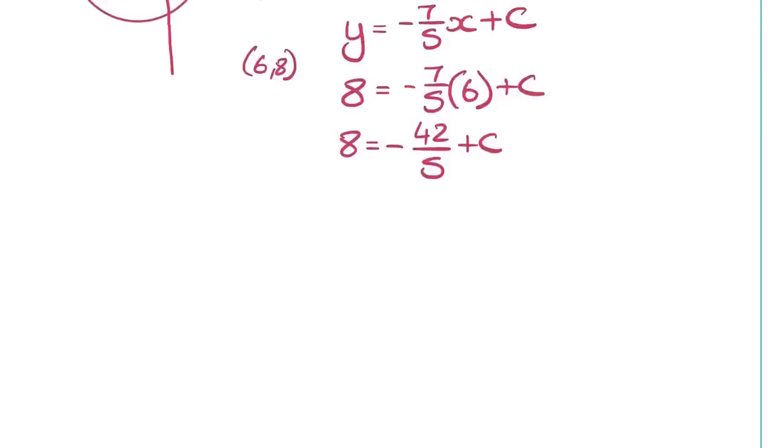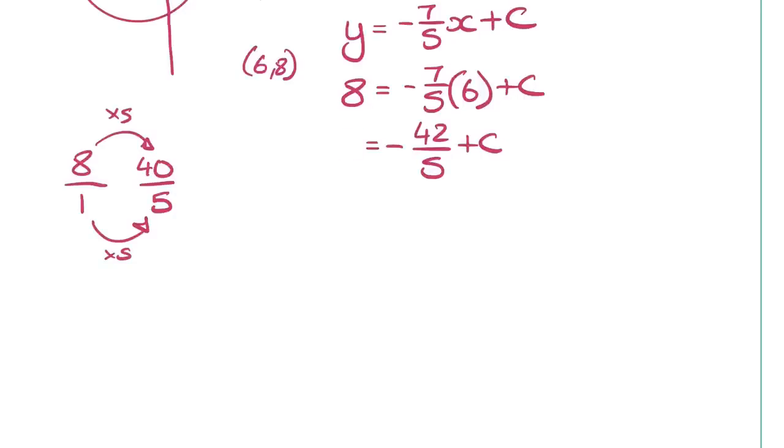I could write it as a mixed number, or I could write 8 as a fraction over 5. It's completely up to you here, but if I write 8 over 1 and I want it to be a fraction over 5, so it's easier to add, I just need to times the top and bottom by 5. So that would be 40 over 5. So that's probably easier to write.